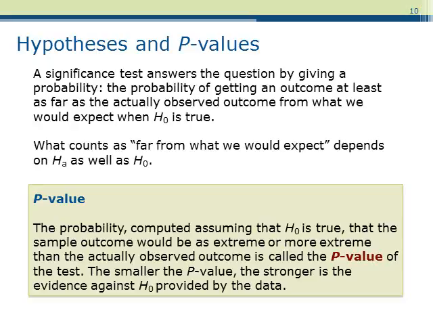The probability, computed assuming that the null hypothesis is true, that the sample outcome would be as extreme or more extreme than the actually observed outcome is called the p-value of the test. The smaller the p-value, the stronger the evidence against the null hypothesis provided by the data.